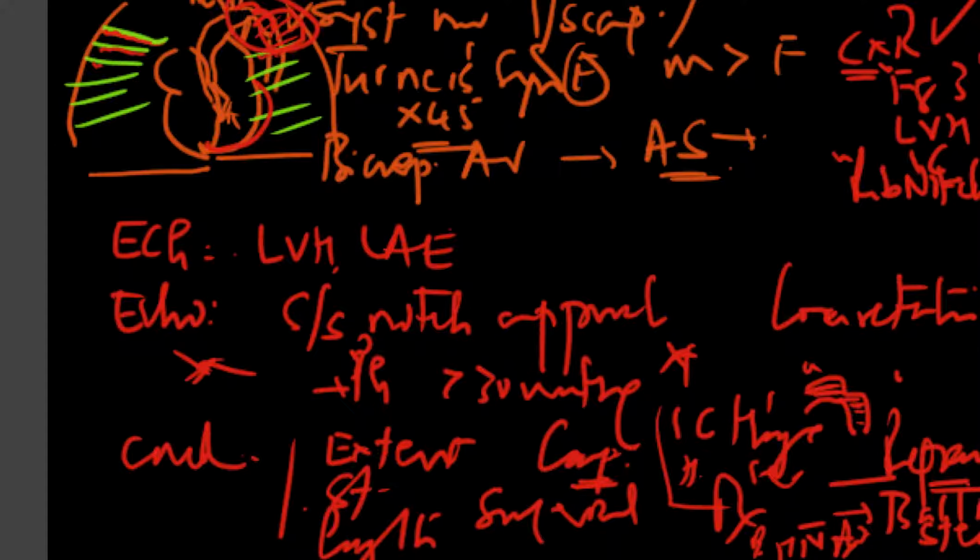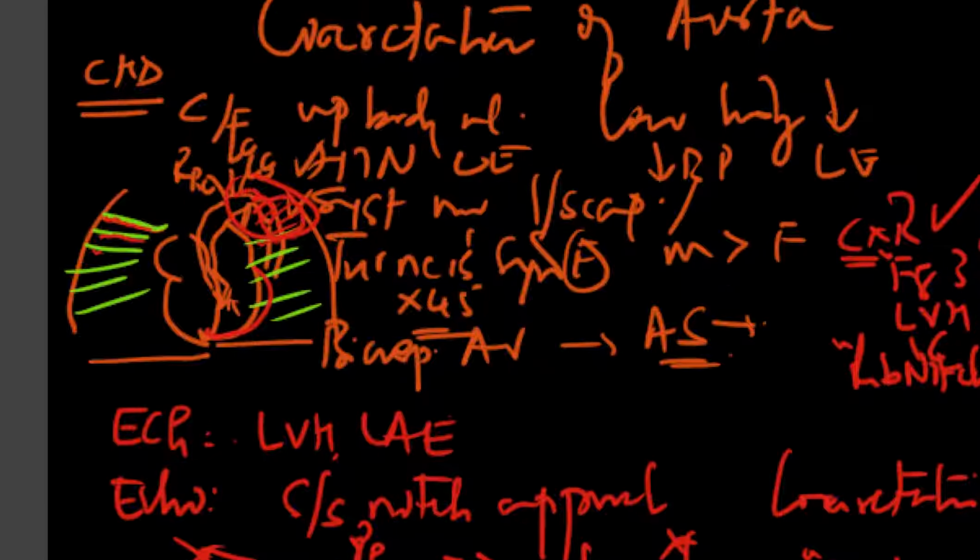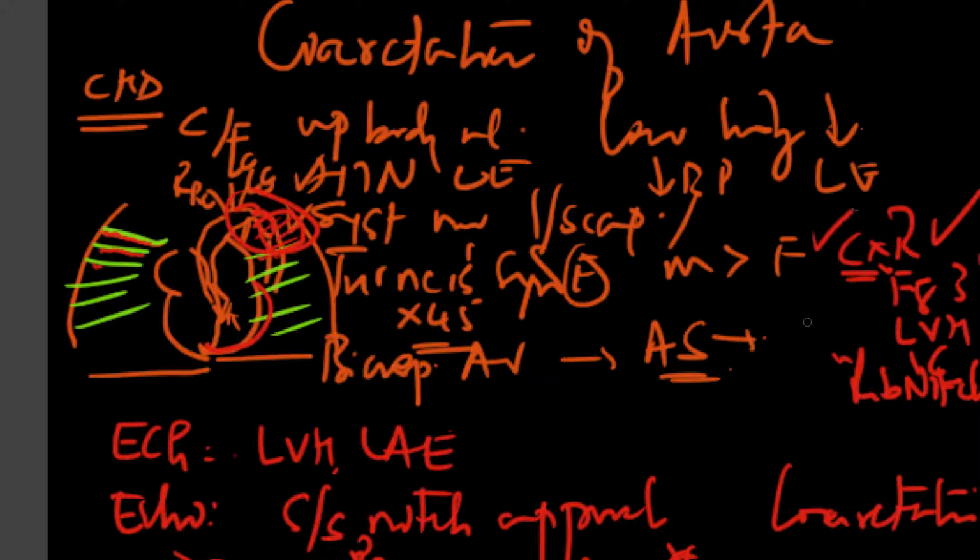So in a nutshell, the echo is diagnostic. ECG findings are LVH and LAE. Chest X-ray can be diagnostic if you have all of these present, figure of 3, and the rib notching, if you will. As I just explained, the rib notching is because of collateralization of the intercostal vessels. And figure of 3 is because of the indentation from the ligamentum arteriosum, with a pre-coarctation dilatation and a post-coarctation dilatation as well.